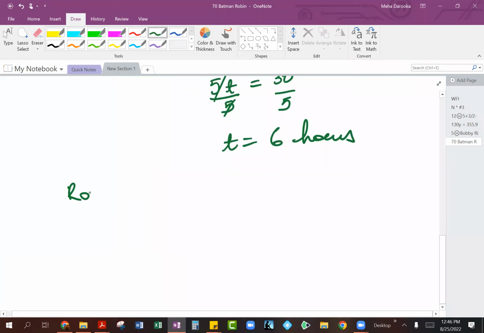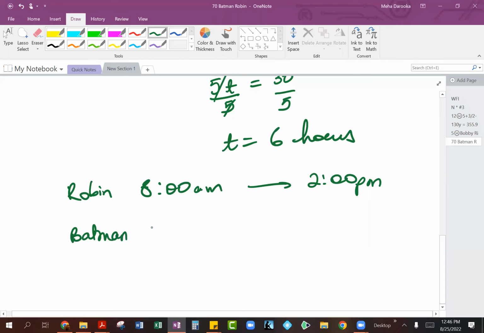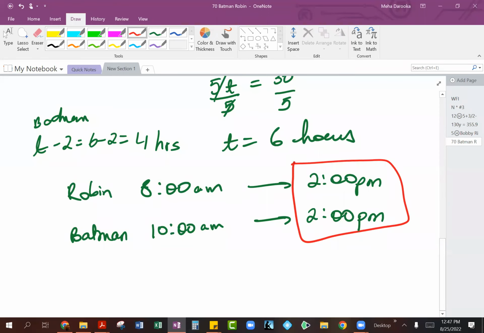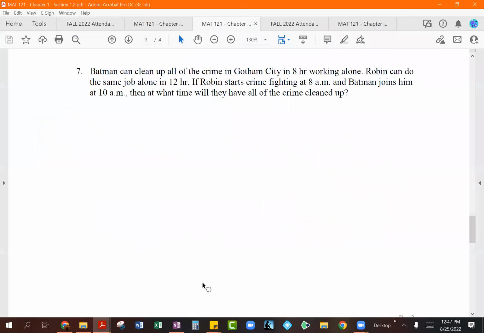So for Robin, who started at 8 a.m., he would end 6 hours later, at 2 p.m. Batman started at 10 a.m. So remember, for Batman, you would do T minus 2. So it only took him 4 hours, right? Again, half his time. So 10 plus 4 hours would again put you right back at 2 p.m. So they should be done. What time did they get done? It was at 2 p.m.